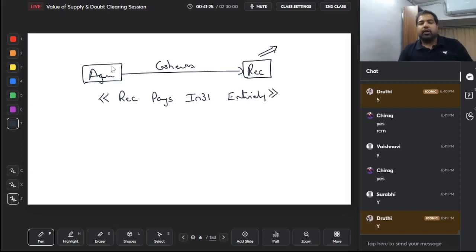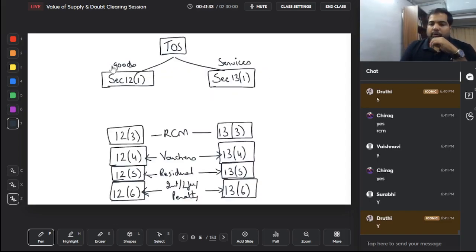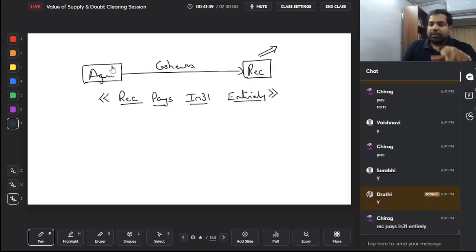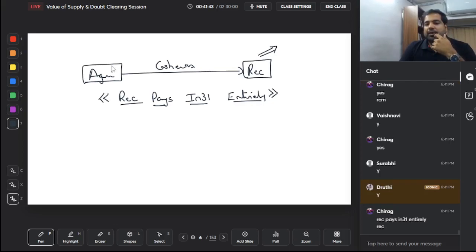Guys, what is the shortcut? The recipient will pay in how many days? In 31 entirely. Guys, here, although for all the other sections, whom are you focusing on? The supplier, because he is paying the GST. Here, who are you going to focus on, guys? The recipient, because here he is paying the GST. So let's see what these 4 letters mean.